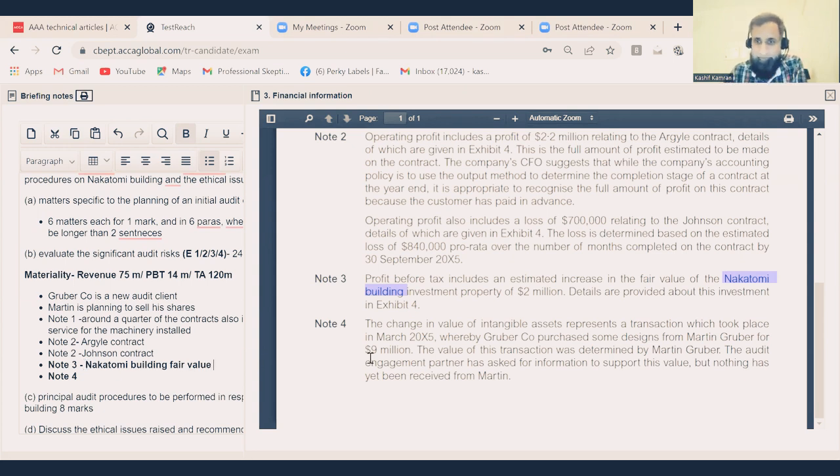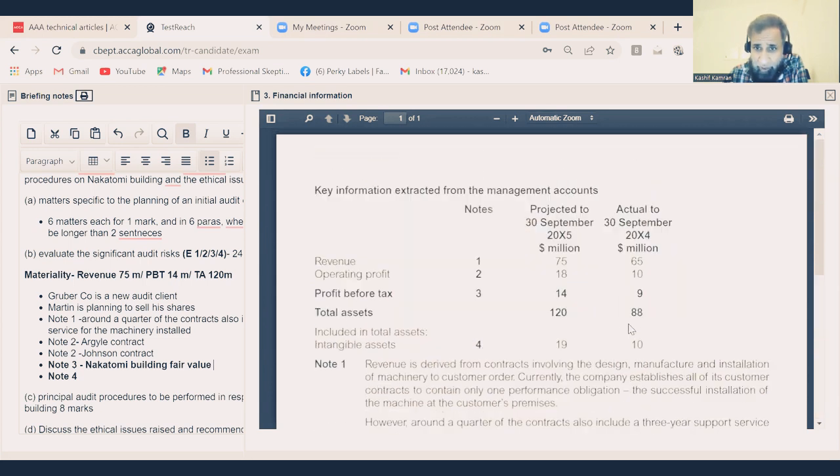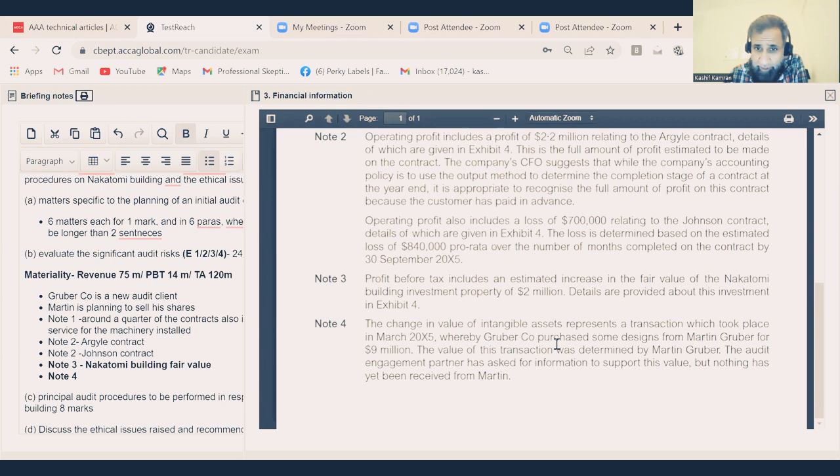And you move to the last one. Note number 4: the change in the value of intangible assets represents a transaction which took place in March 20x5. So there is a change in the intangible asset. How much is the change? From 10, they've become 19. So the change in intangible asset represents a transaction which took place in March 20x5, whereby Grubber Company purchased some designs from Martin Grubber for $9 million.